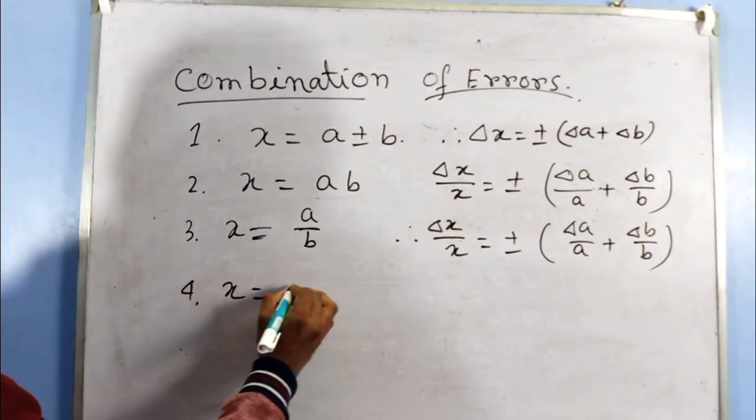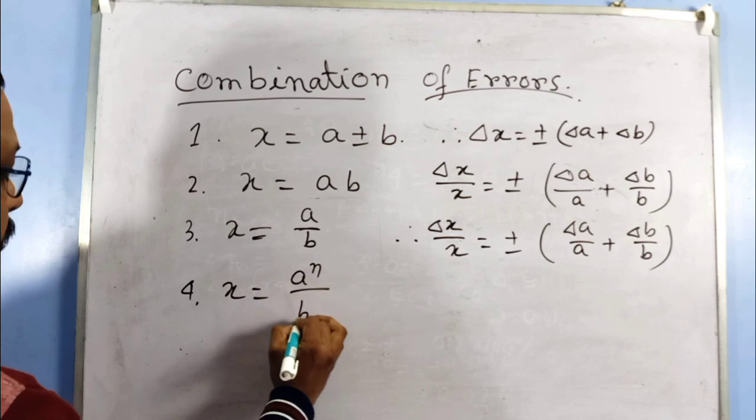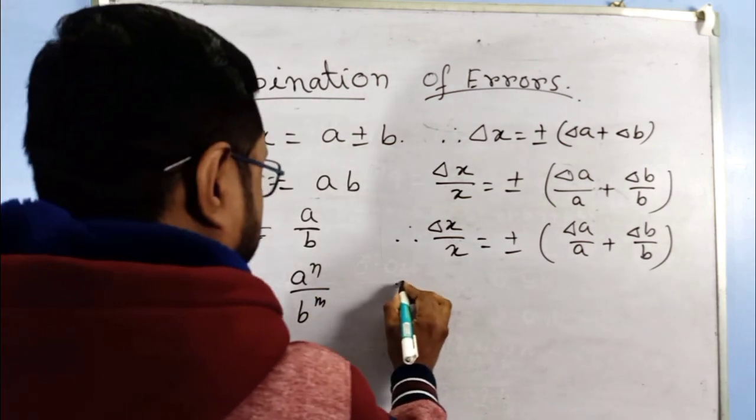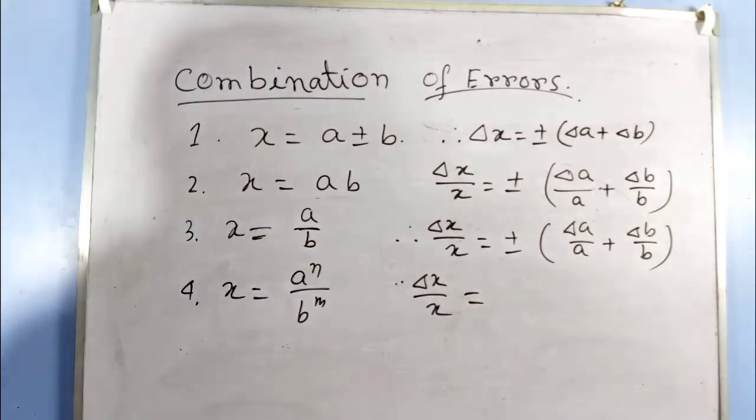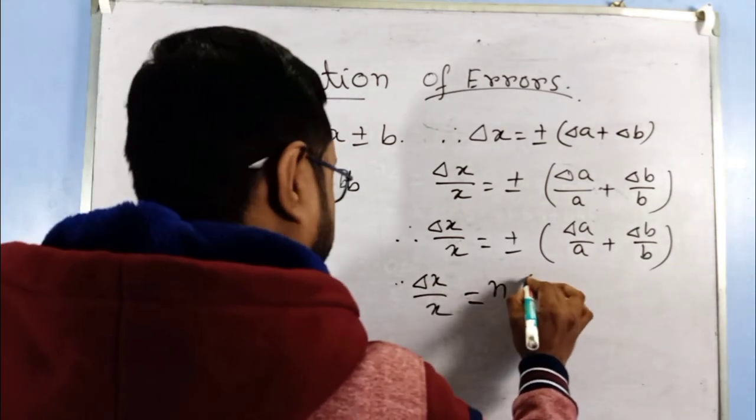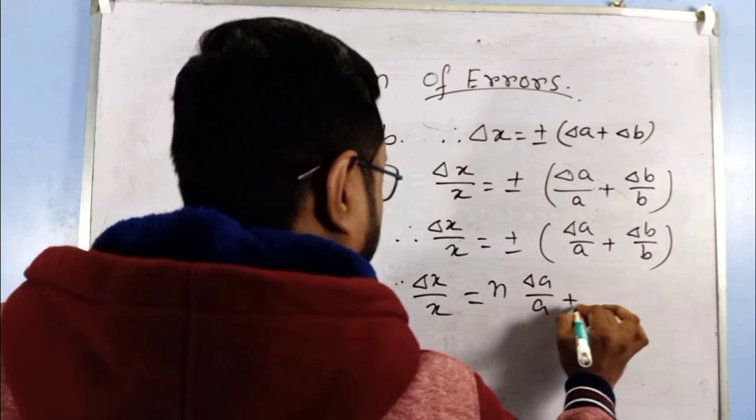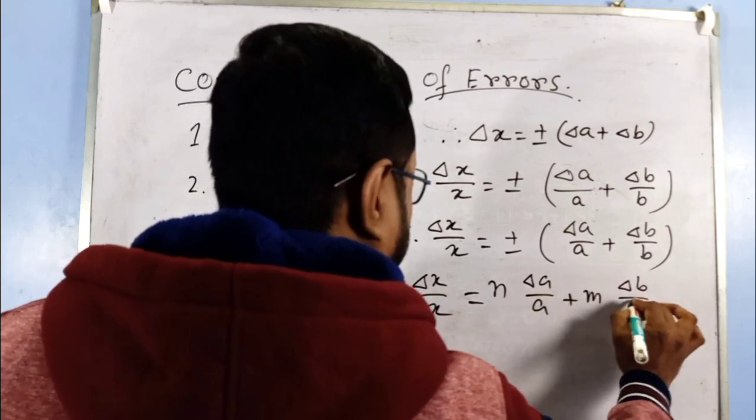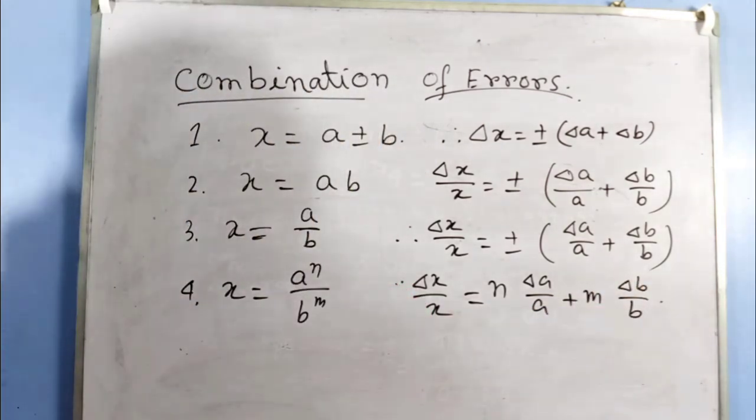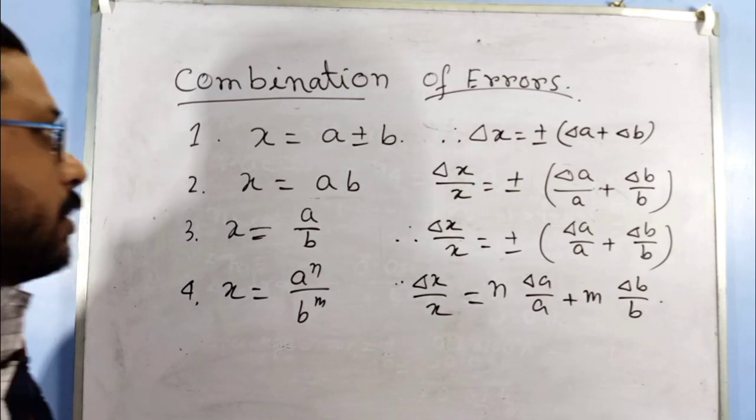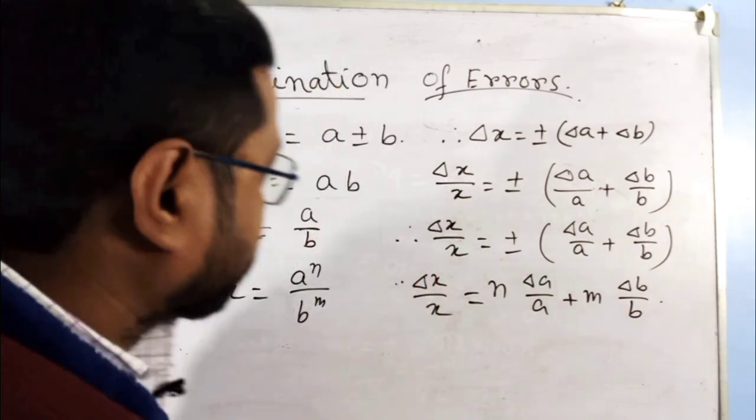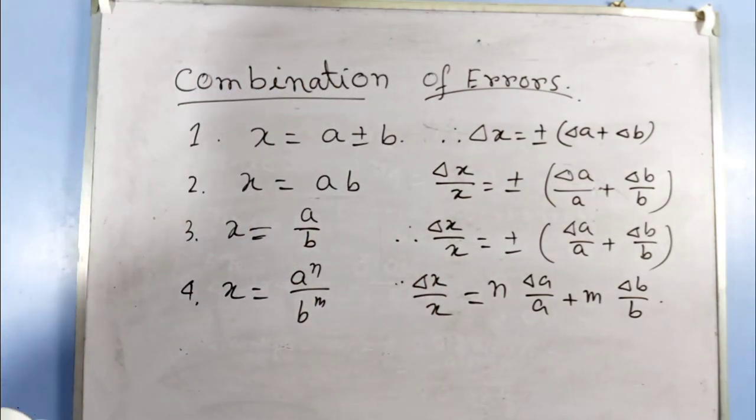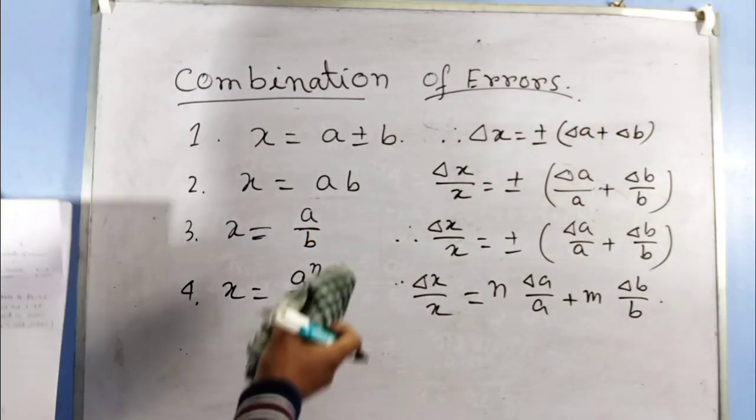And if x equals a to the power n by b to the power m, then the fractional error delta x by x is given by n delta a by a plus m delta b by b. Write down these 4 basic formulas of combination of error. Now we can go with a problem.